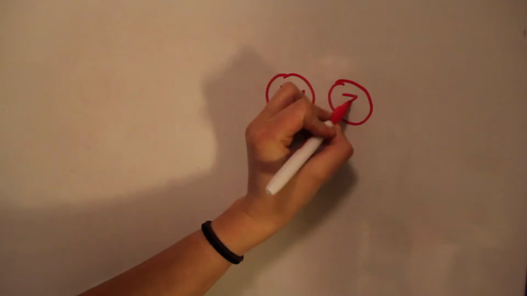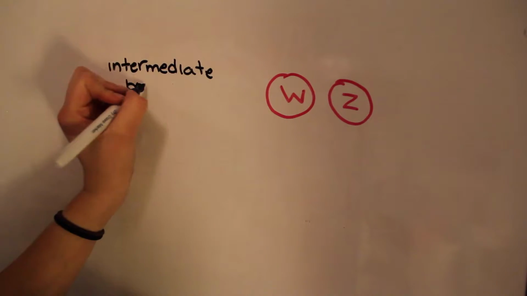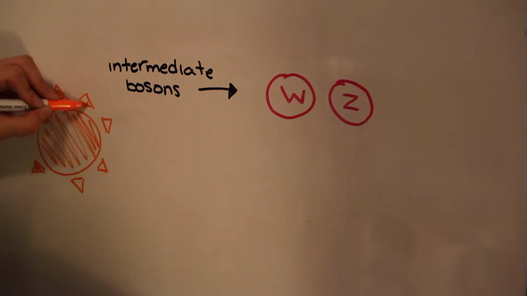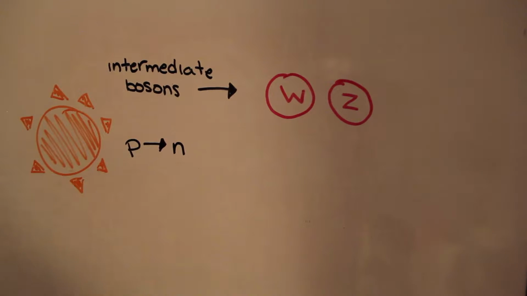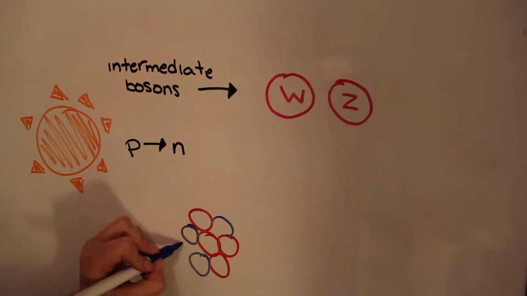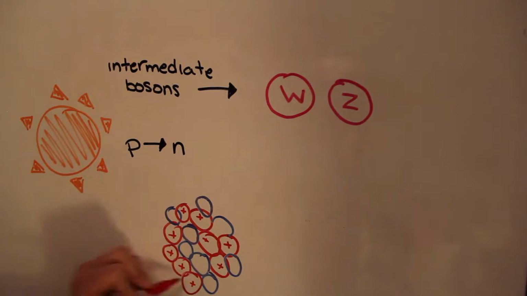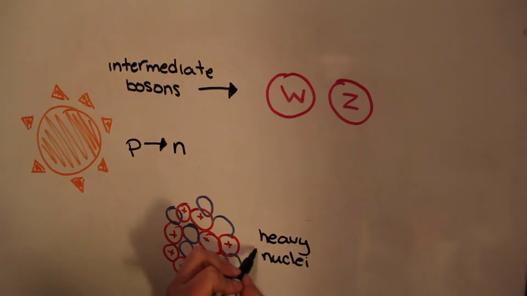The weak force involves the exchange of the W and Z bosons, and it changes one flavor of quark into another. The weak force is crucial in the burning of the sun, as it causes the transmutation P to N, which allows deuterium to form, which then allows deuterium fission to occur. This force is also needed for the buildup of heavy nuclei.